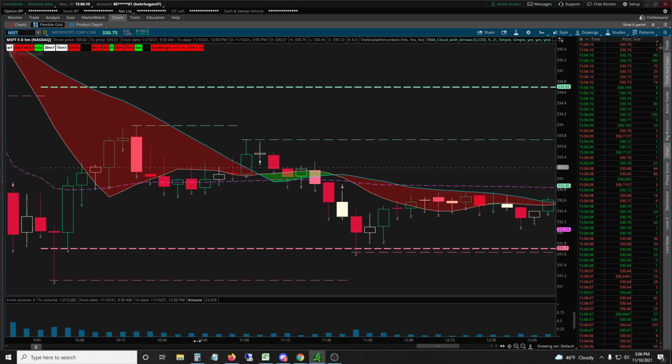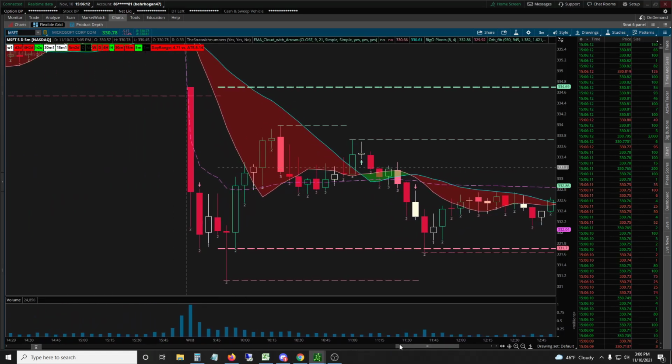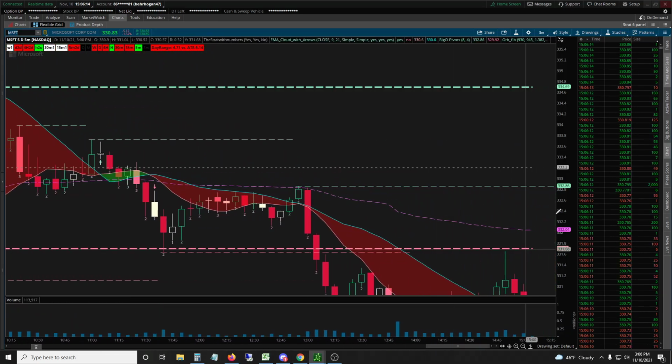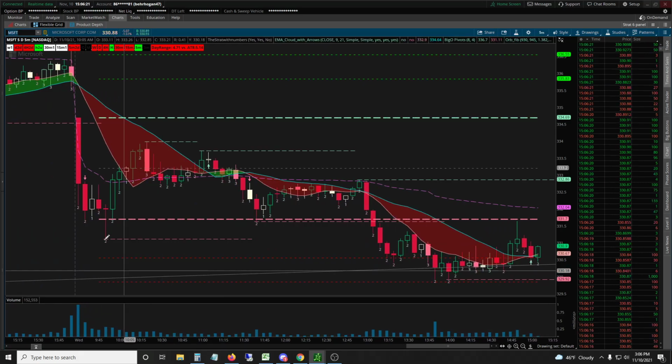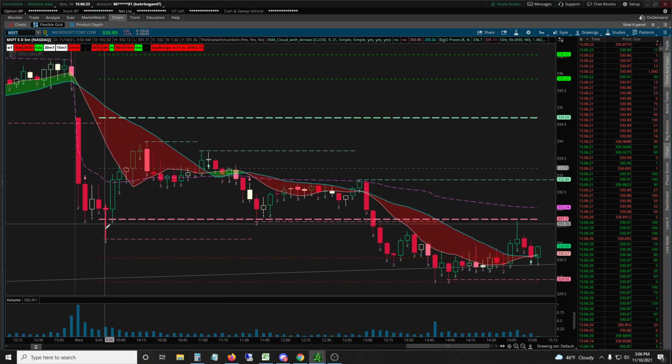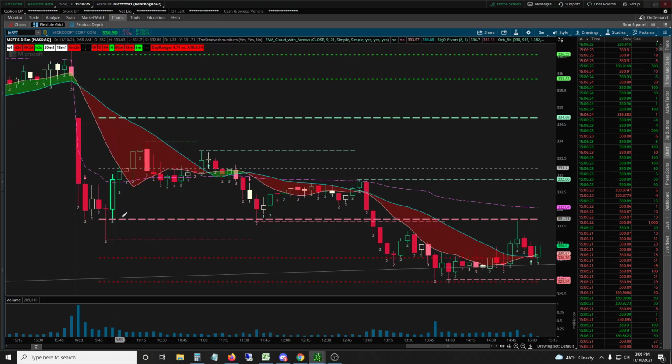On Microsoft, let's see if we ever did. We got a breakout right here. We finally broke out of it here. I mean, we kind of tested it a few times. We broke it right here, but it bounced right back up.